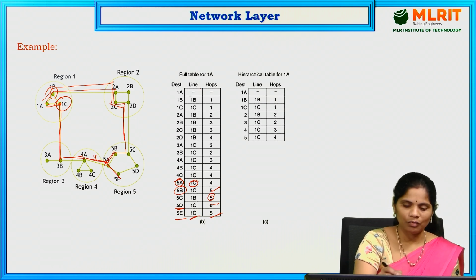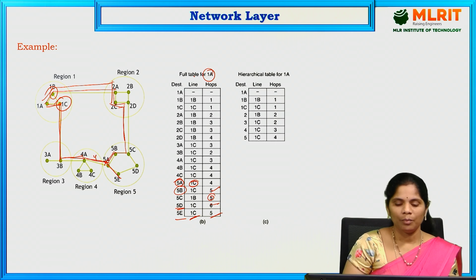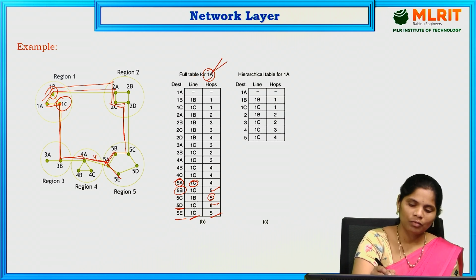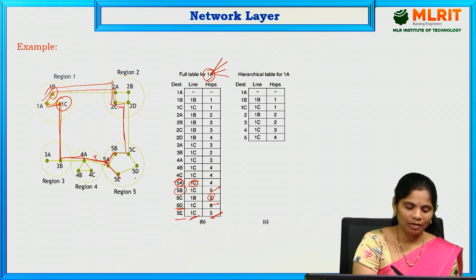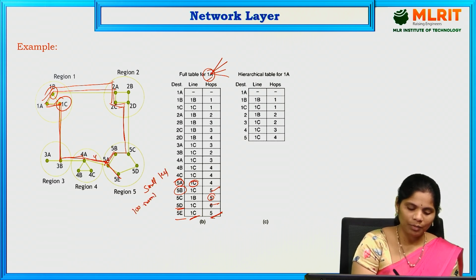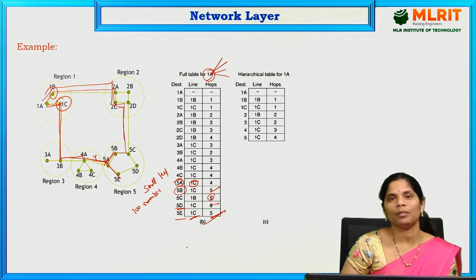Like that we have to find the table for 1A. Means from 1A to all other routers in that particular cluster we are going to find the distance. See, this is okay, because here only a small range is there. The number of routers is small. That's why it is okay. Suppose 100 routers are there. At that time, writing this particular table may be complex.